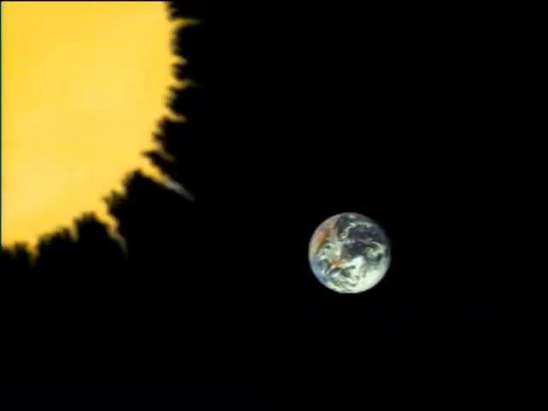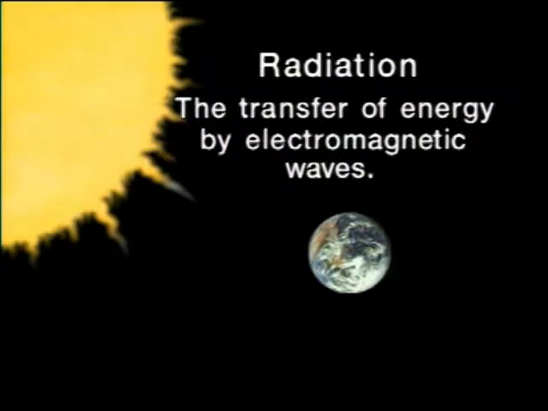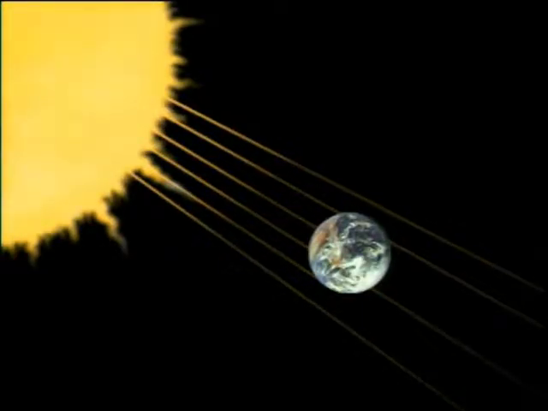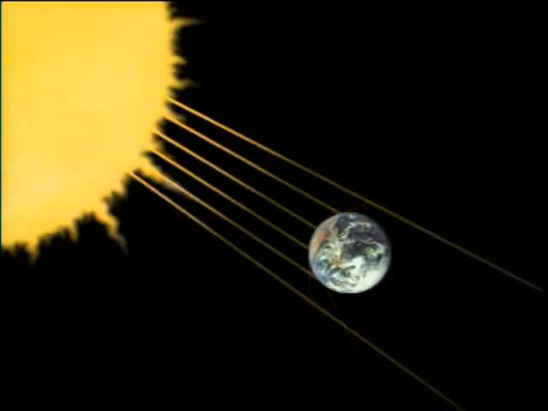The third form of heat transfer is radiation. Radiation is the transfer of energy by electromagnetic waves. Microwaves and light waves are examples of electromagnetic waves. When electromagnetic waves strike an object, they may be transmitted through the object, reflected off the object, or absorbed by the object. If a wave is absorbed, its energy is transferred to the object and the temperature of the object increases.